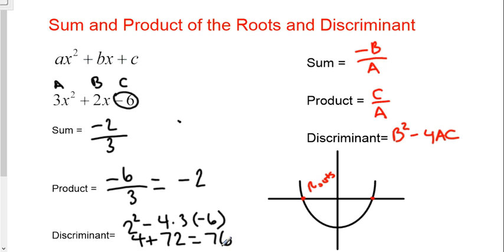All right. Hope that helps you. These three equations, these three formulas, are very important in higher level mathematics. You do need to memorize them. Good luck with that.